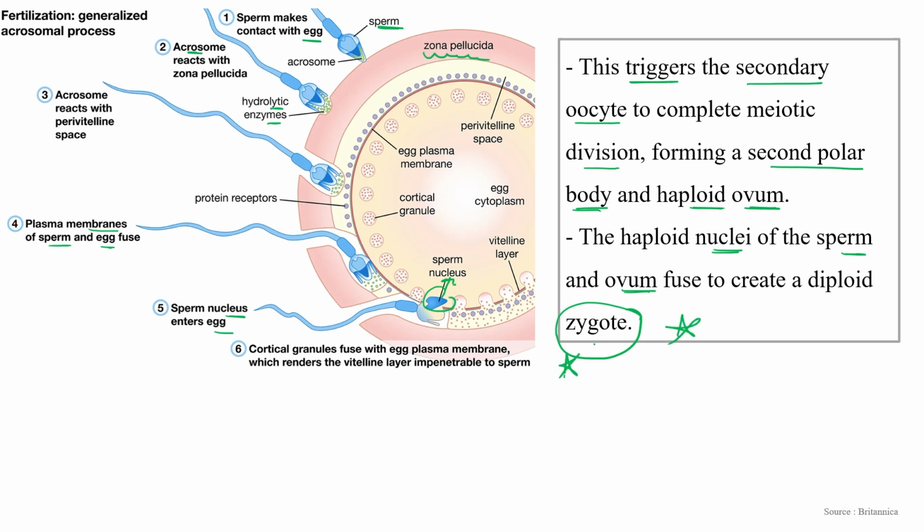As the sperm makes contact with the zona pellucida, it immediately gives signals to the oocyte. This triggers the secondary oocyte to complete its meiotic division very fast, produce the second polar body, and develop a haploid ovum. Immediately after recognition, the sperm nucleus enters the ovum and fuses with it.